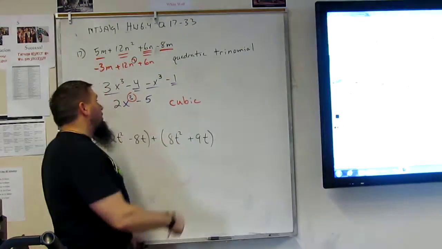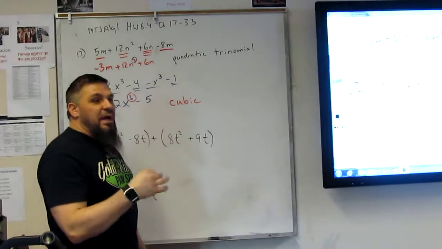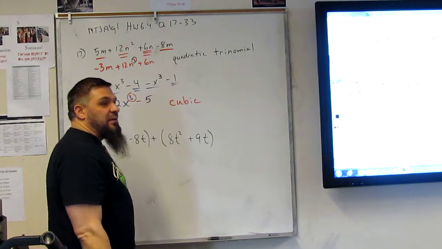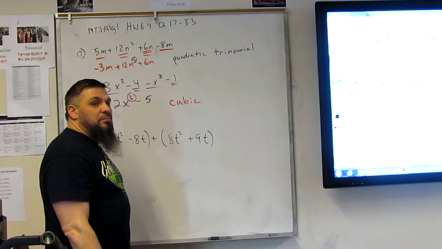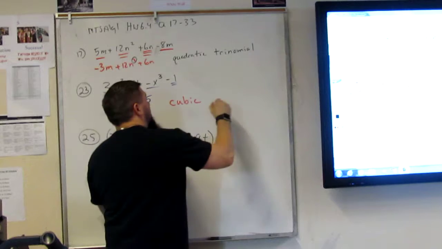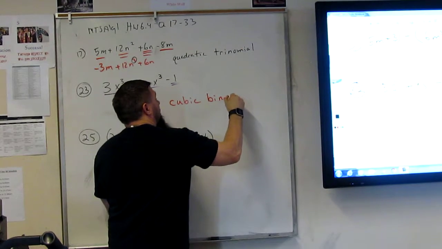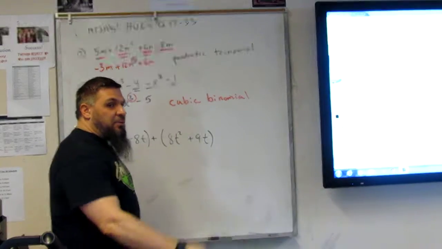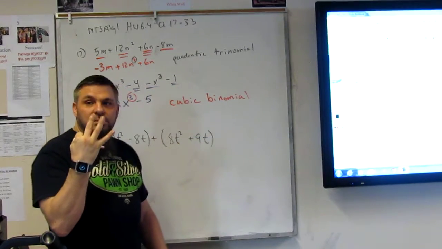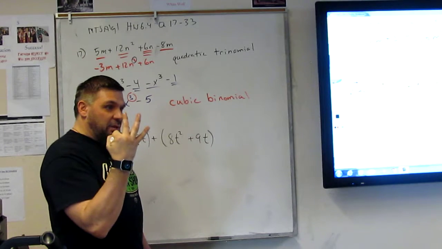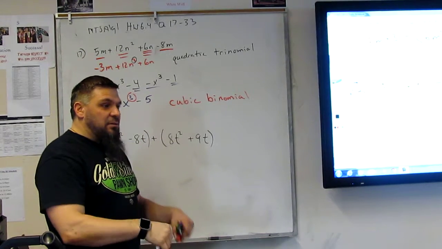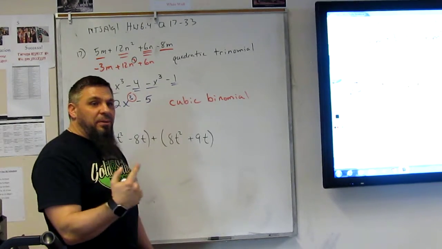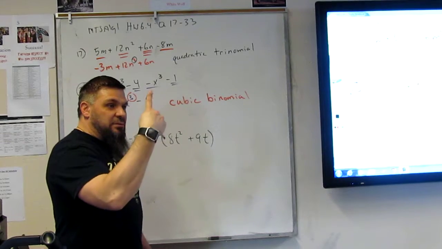Cubic, because it's degree 3. And then how many pieces are there? 2 pieces, and what do we call that? Binomial. So remember, trinomial is 3, like the tricycle. Binomial, 2, like a bicycle. Monomial, like mono, is 1.